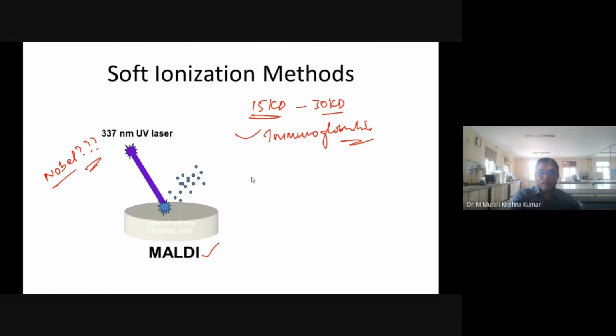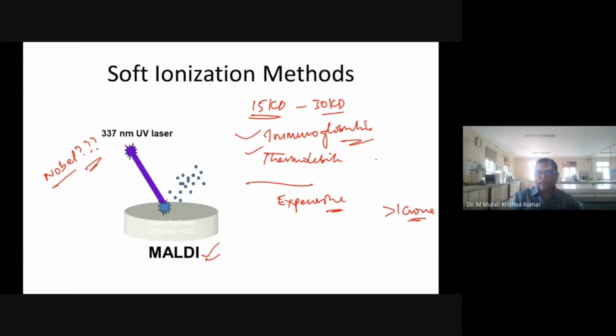Okay, so by using MALDI ionization, we can study very high molecular weight compounds, and thermolabile compounds can also be studied. In disadvantages, it is so expensive. It is so expensive. So MALDI will go above 1 crore.